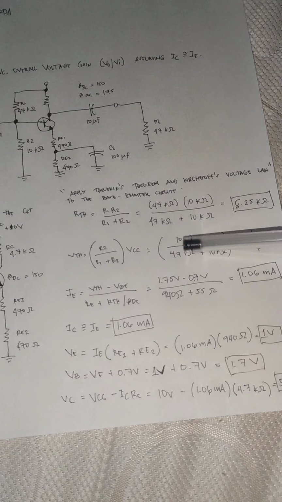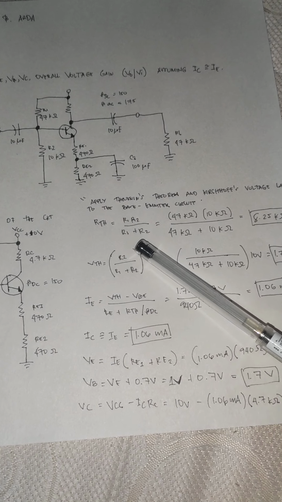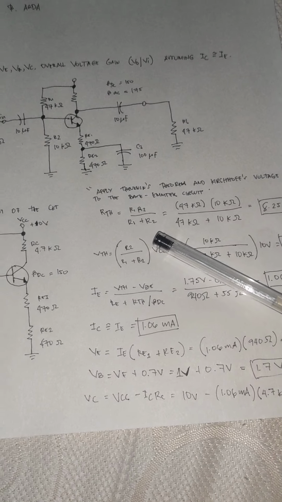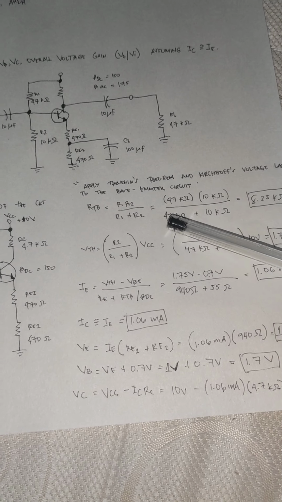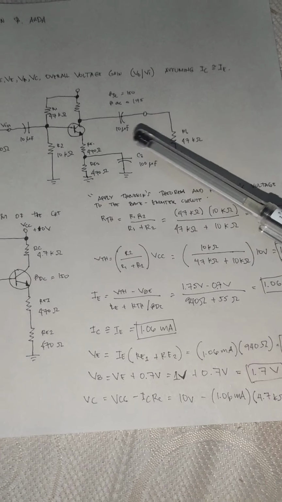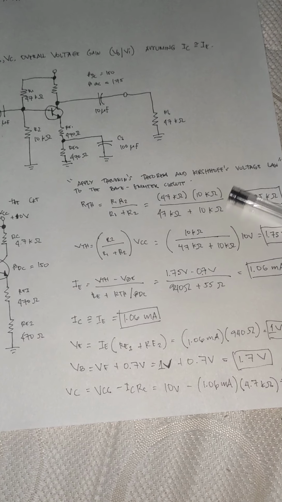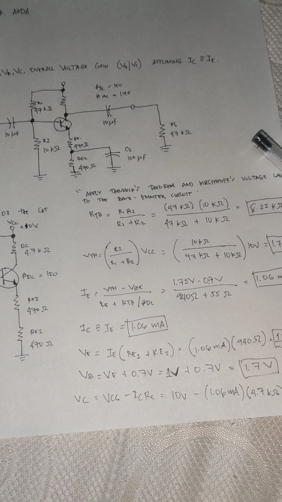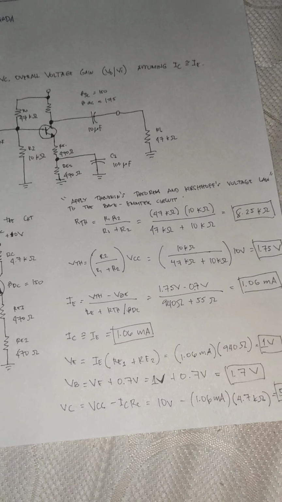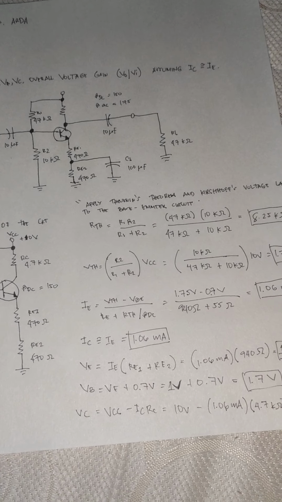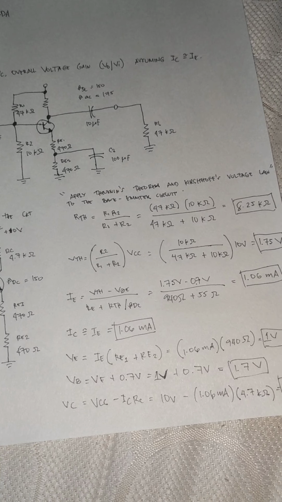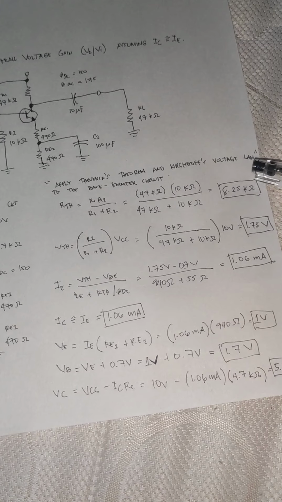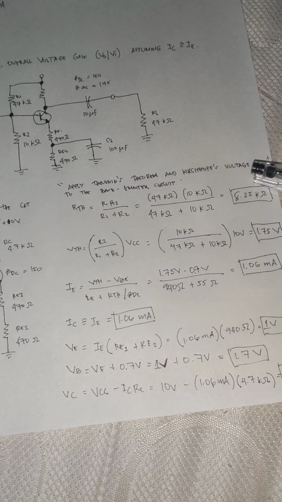circuit. First, RTH equals R1 times R2 over R1 plus R2. Substitute na ako ilang value which is given na. So, 47 kilo ohms times 10 kilo ohms over 47 kilo ohms plus 10 kilo ohms. I-calculate na ako, tapos ang iyang total is 8.25 kilo ohms.